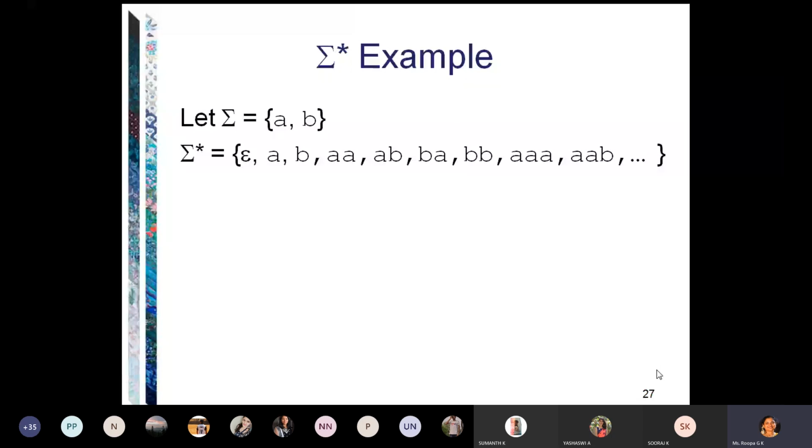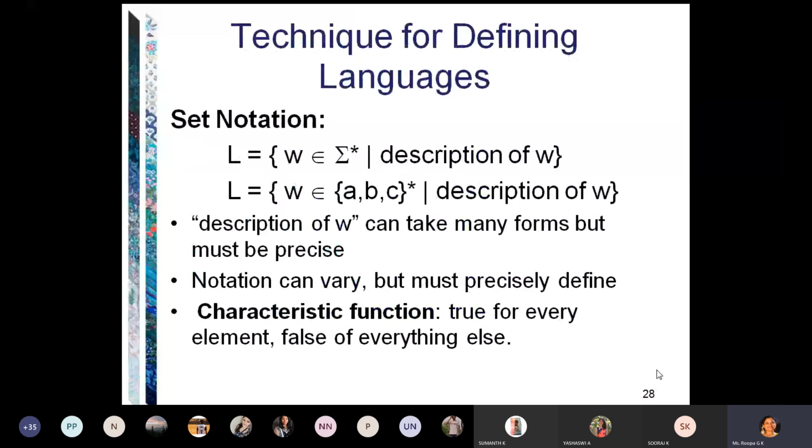Answer is ready. Sigma star for 0, A. Priyanka Prabhu, can you answer? Epsilon, 0, A, 0A, A00. Okay, enough. Like that, any combination, any length you can form. That is about sigma star.